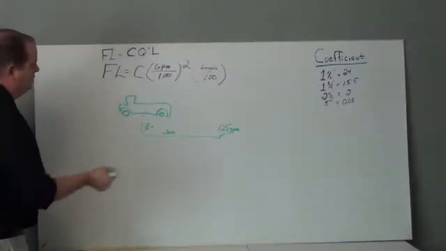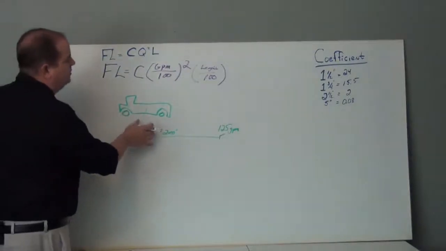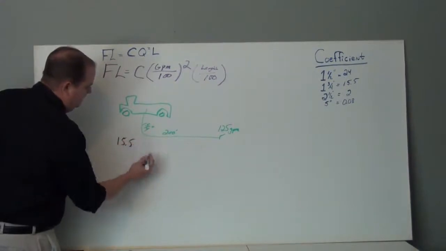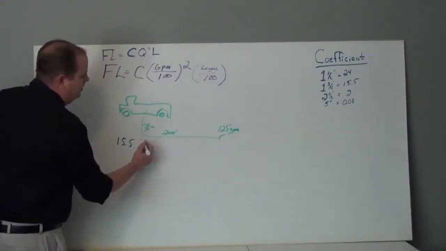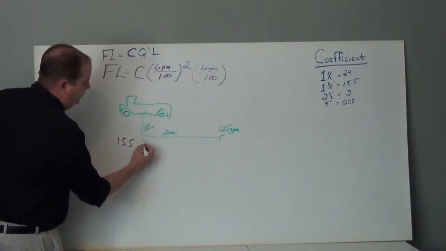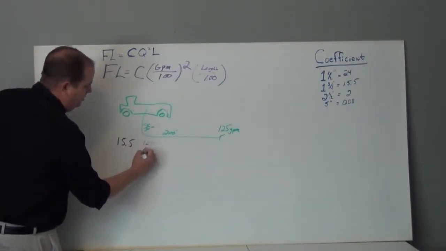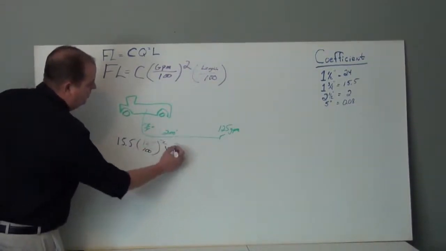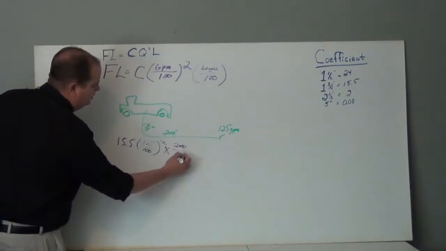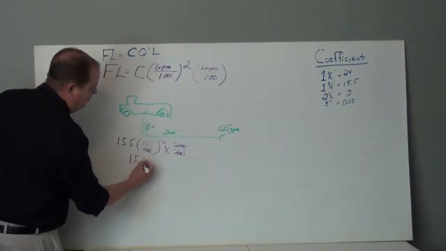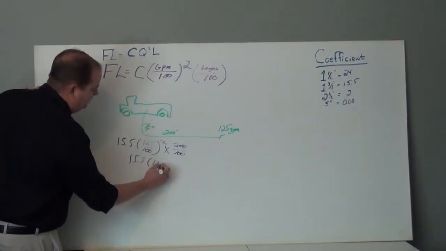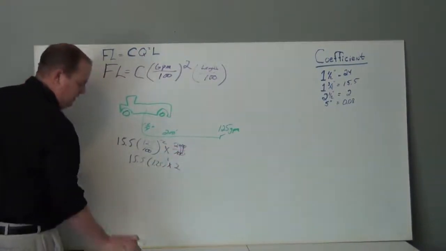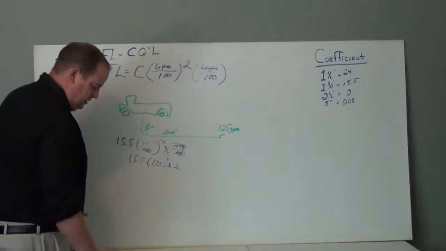Okay, let me do this in purple. So 1 3/4 inch hose, that's important because I need to know my coefficient, which is 15.5. And I am timesing that by my gallons per minute, which is 125. Remember, that's over 100. That's going to be squared times, and it's 200 feet of hose over 100. So if we break this down even more before we even punch it in, this would be 1.25 squared times 2, because the zeros cross out. And you punch that in your calculator as it sits.